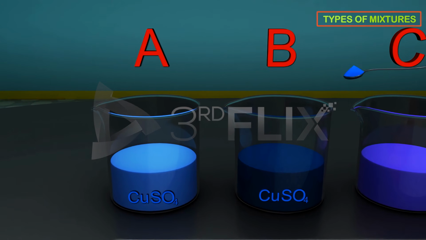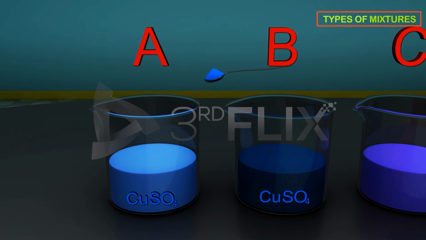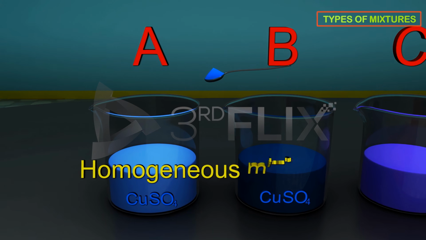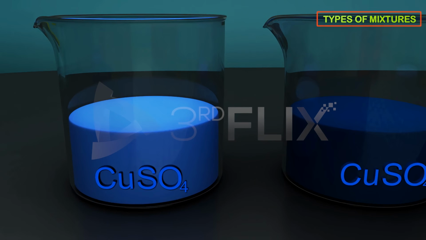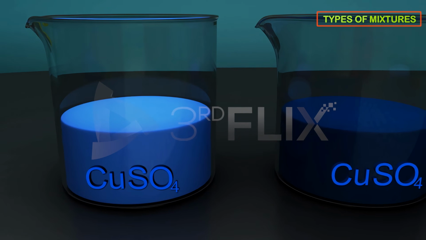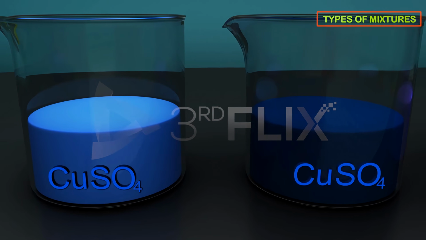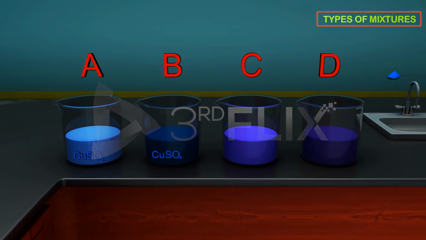Groups A and B have obtained a mixture which has a uniform composition throughout. Such mixtures are called homogeneous mixtures or solutions. But they differ in intensity of color. This shows that a homogeneous mixture can have a variable composition.